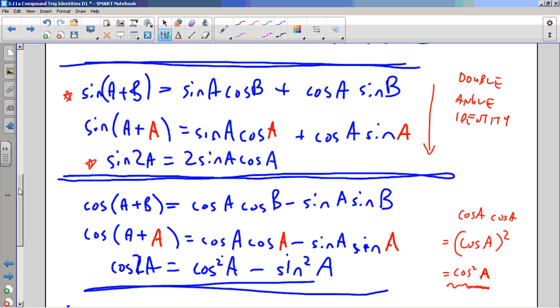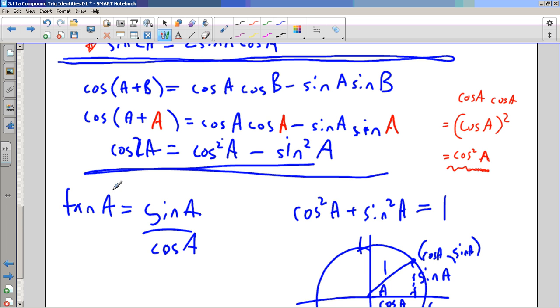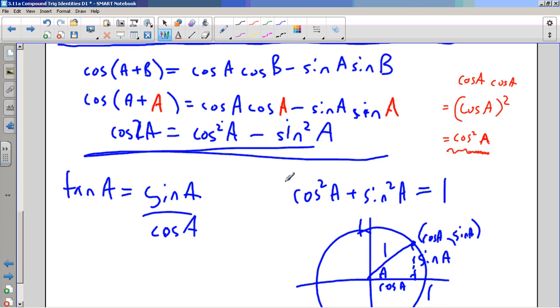Because there were only a couple of identities. We did six more today on top of six yesterday, but there were like two identities that you knew from grade 11. There was that one, and there was this one. This was the Pythagorean identity. The Pythagorean identity comes from Pythagorean theorem, unit circle, cos squared plus sine squared equals 1, and that's true for any angle A, and that was one of the ones from grade 11. This is a grade 11 formula, and there's something going on here.